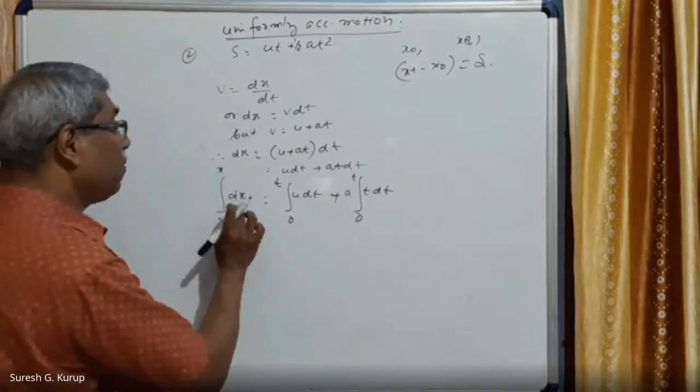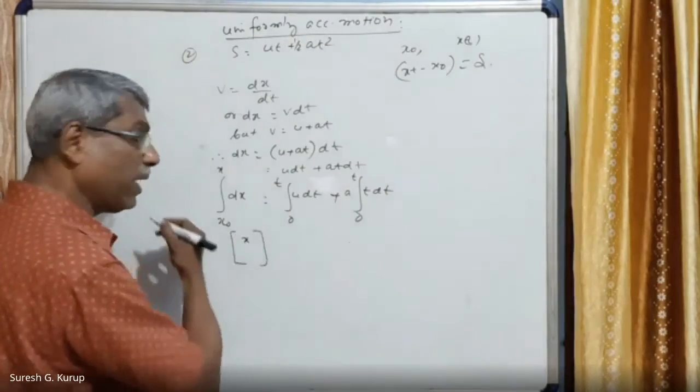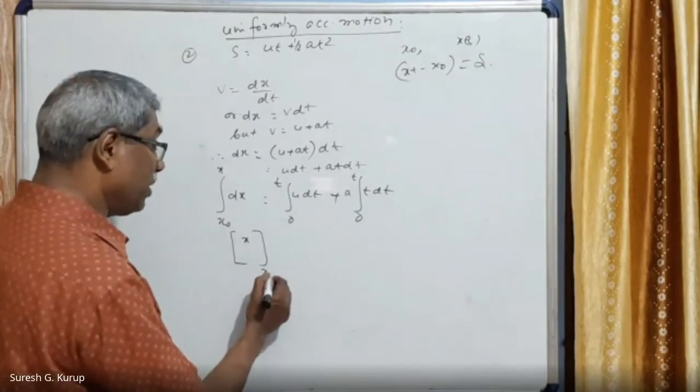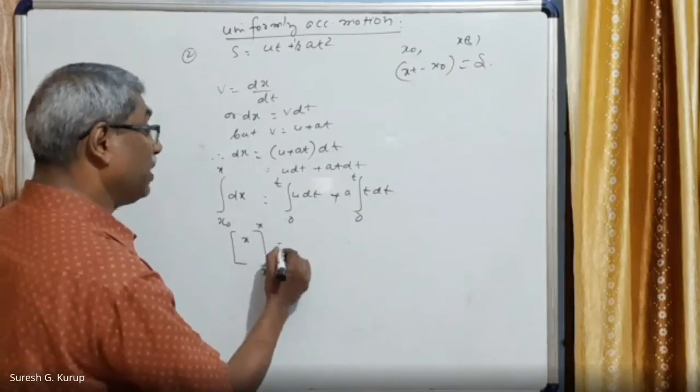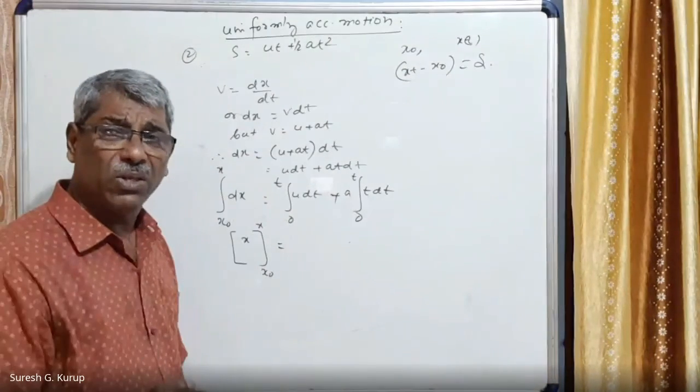So now you see, what is the integral of dx? The integral of dx is x only. Then this is put in the square bracket. The integral of dx is x. The limit you will put, that is x0 to x. That is equal to u. The initial velocity of a body always remains a constant.